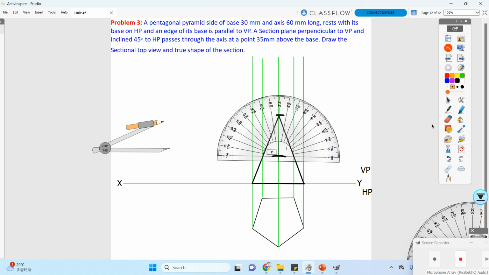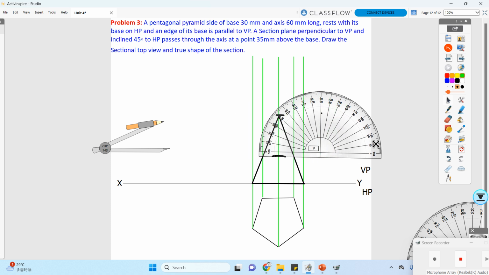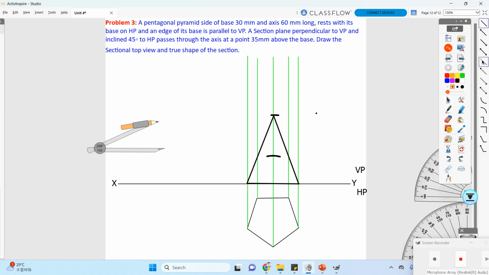Now they have provided 45 degrees. This is your 45 degree point and this is your reference point. Now consider a cutting plane from this point to this point alone. Okay, so this is your cutting plane.